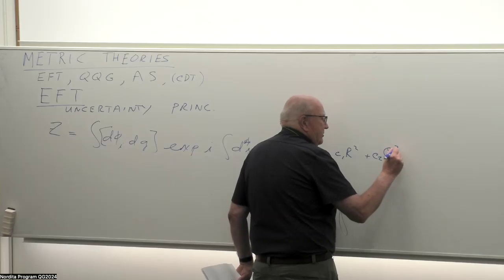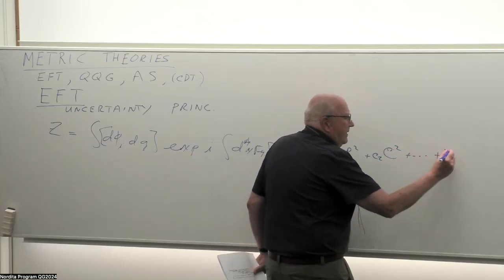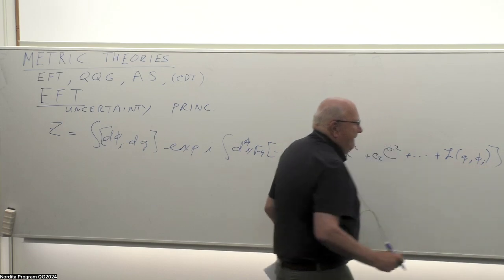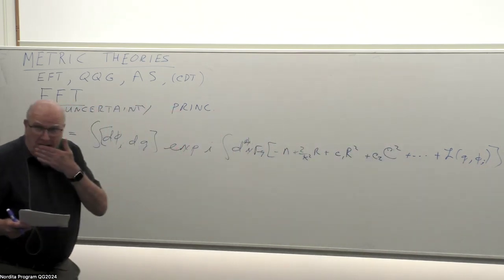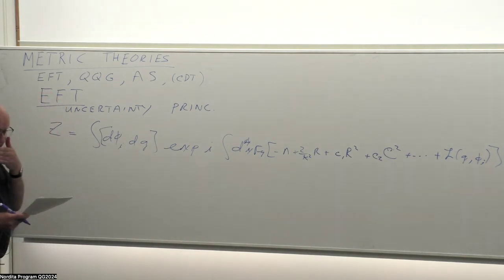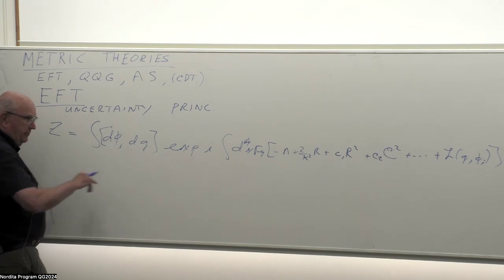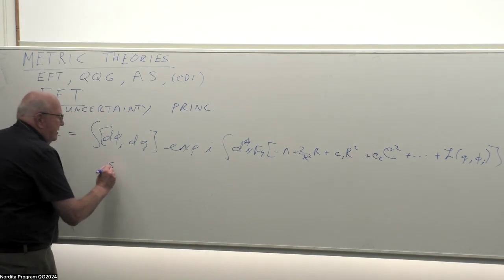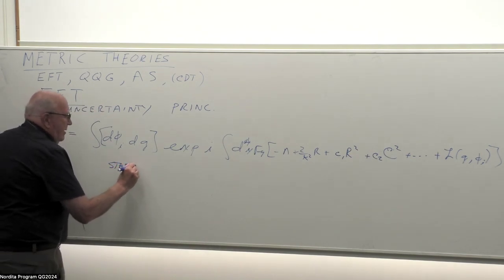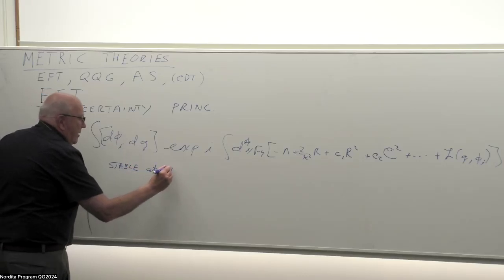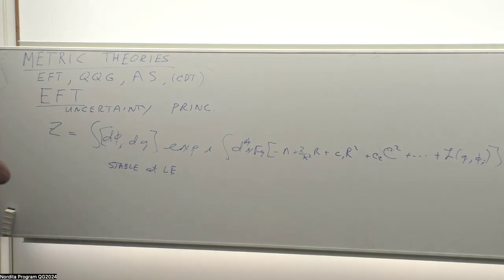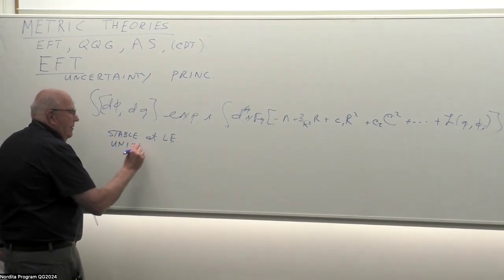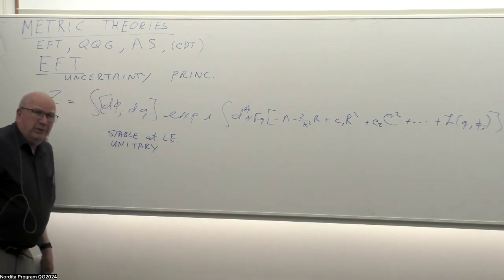Let's make this be Weyl squared, since that'll be the basis that we do, and continues. And then you put all the matter fields, which also involve G and the various other fields around. But once you've done that, it becomes just a plain old quantum field theory, and it's not that hard to work with. Despite the presence of higher derivatives here, it's stable at low energies. And at low energies, it's a unitary theory, order by order in the energy expansion.